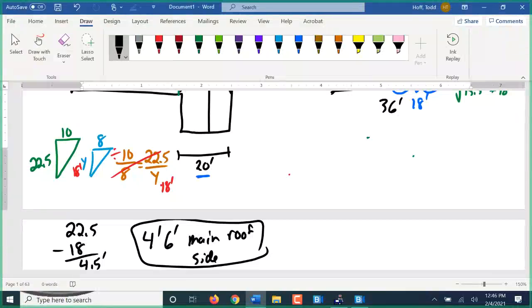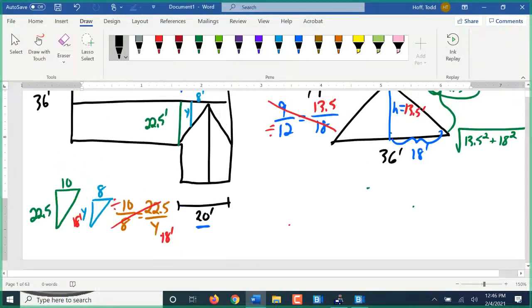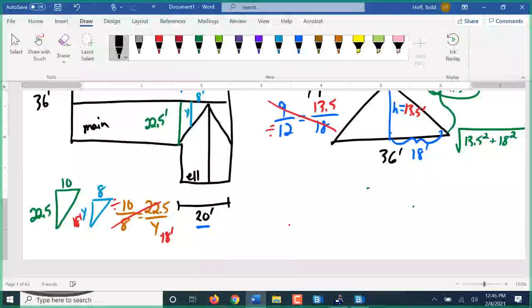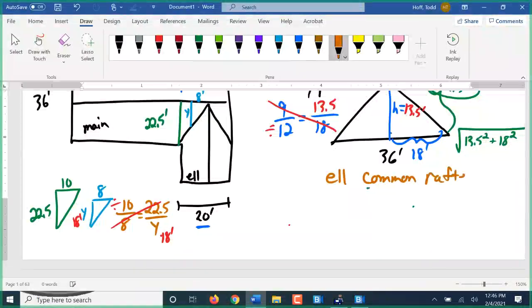Now, of course, we're going to have a different decrease on the L roof side over here. So let's take a look at the L roof. Remember, this is our L portion of the roof here. This is the main roof up here. On the L roof, we need to find the L common rafter, which is just the common rafter on the L roof side. And that's going to be this length right here that we're looking for.